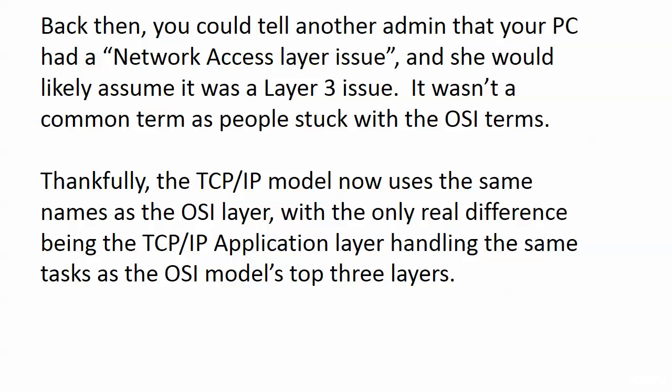And you know, you could tell another admin that you had a network access layer issue back then, and she would just hear network and say, oh, okay, layer 3, a routing issue. Well, not necessarily. It was not a common term because people have stuck with the OSI terms. And that's really, it's not the only reason the OSI model is still around, but it's a major one. And thankfully, as we saw earlier, the TCPIP model now uses the same names as the OSI layer, with the only real difference being the top.